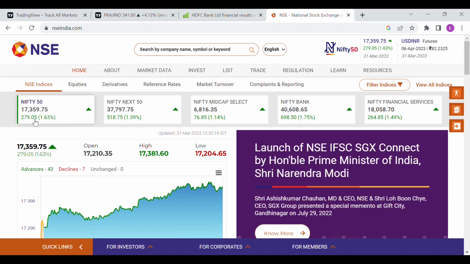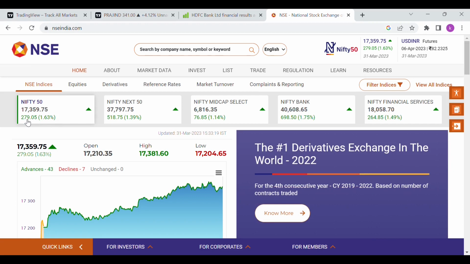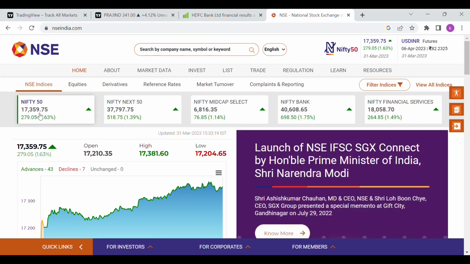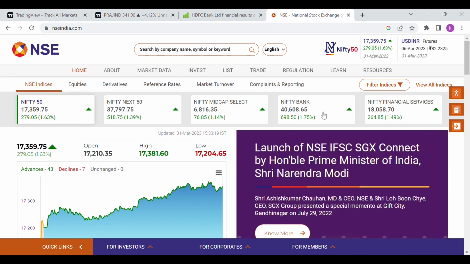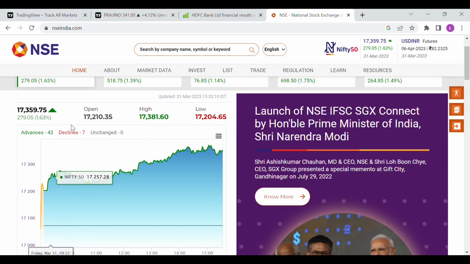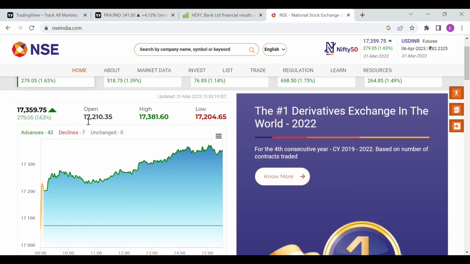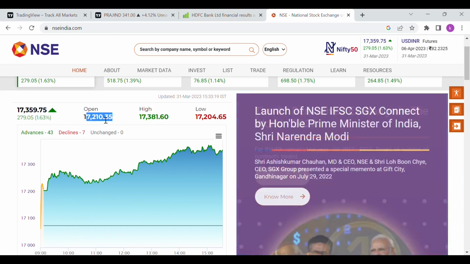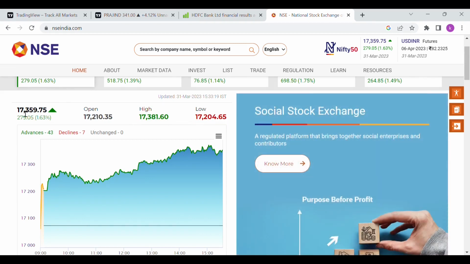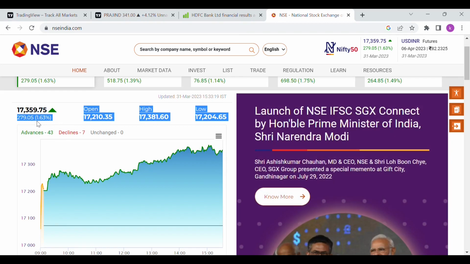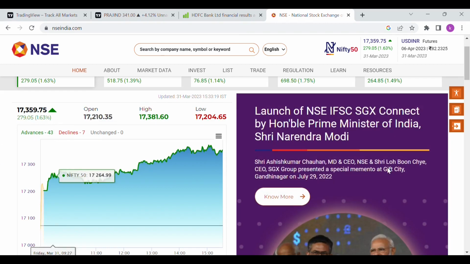See, the dashboard appears like this, where you can see the price. Nifty 50 closed on Friday, which is 31st March, at 17,359. And Nifty Next 50 means the next 50 stocks. Generally Nifty has only 50 stocks, but there are also Next 50, Midcap, Bank, everything. It also gives you the price at which Nifty opened, then it went high at this price, it went low at this price, but it closed at this particular price. So 270 points up.